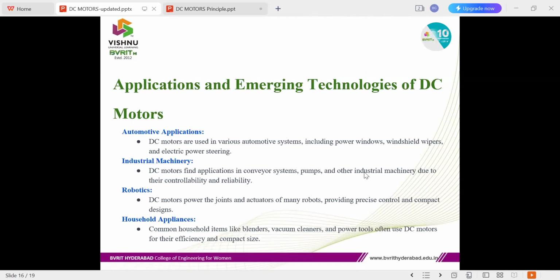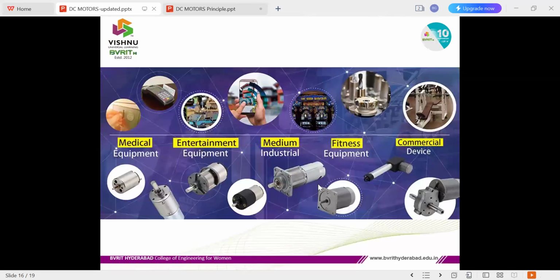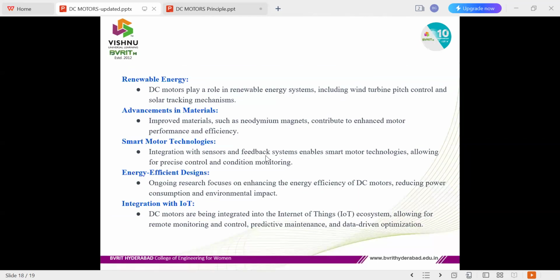Applications: DC motors are used in different applications, in automotive applications, in industrial machinery, and in robotics and household appliances. We use the DC motor in many different fields, like medical equipment, entertainment equipment, medium industrial, fitness equipment, and commercial devices.